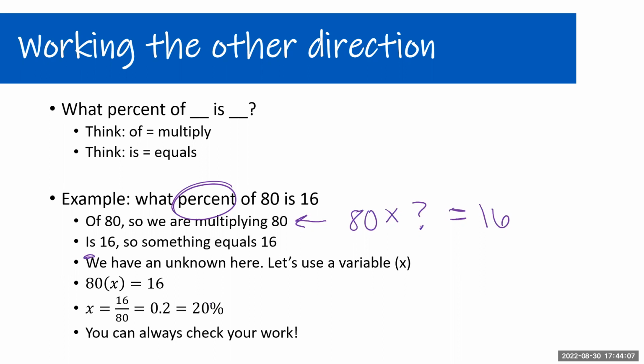Now remember, you can always check your work here. If I say that 16 is 20% of 80, then I should be able to say, okay, well, 80 times 0.20, or 80 times 20 over 100, both of those should equal 16 in the calculator, and they do. So these are nice that you have a way to check your work.